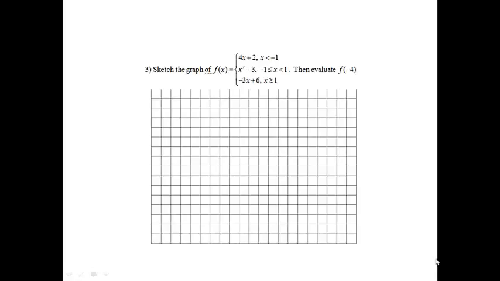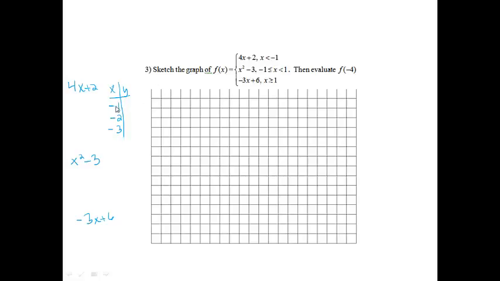f of x equals 4x plus 2 when x is less than negative 1, x squared minus 3 when x is between negative 1 and 1, and negative 3x plus 6 when x is greater than or equal to 1. All right, when we graph this, I like to go ahead and do my 3 sections. So 4x plus 2 is a section, x squared minus 3 is a section, and negative 3x plus 6 is a section. Okay, I'm going to do an xy table for the first section, and this would be numbers less than negative 1, so I'll start with negative 1, negative 2, negative 3. I think that should be enough. And I'm going to evaluate these ones.